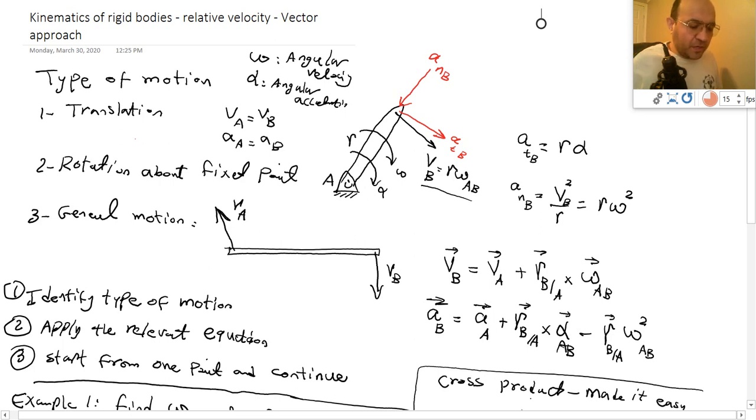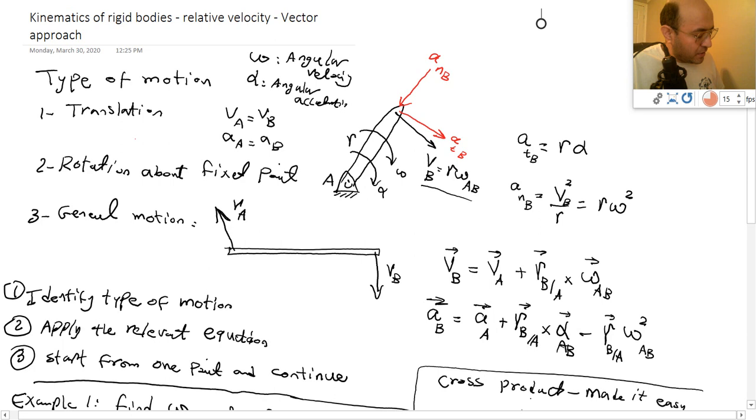Relative velocity means that if I have 1, 2, 3 objects, they are connected together. If I know the velocity of one, how can I find the velocity of the other one? Now, in the types of motion, we start with translation. Translation would be any object which is moving such that all the velocity in the rigid body is the same, acceleration is the same. Like you are driving your car. Every particle on the car goes with the same speed.